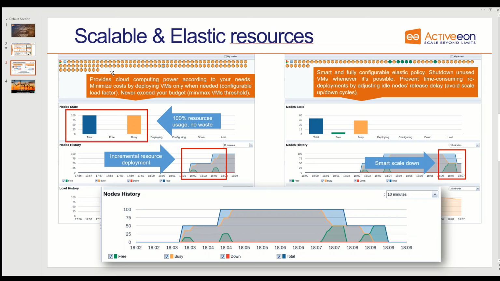The same happens when the workload goes down. The Resource Manager can reduce the number of nodes and can reduce the number of resources. For example, in the public cloud, it could reduce the number of VMs which are currently running.